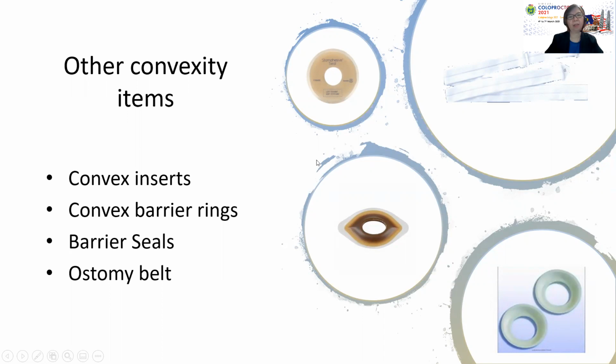Unlike now, it is much easier. You can use the convex barrier ring, which is so easy. You can use one ring, you can use a double ring, or skin barrier seal. Belt is very useful for patients who have a sunken or flush stoma, and combined with the convex skin barrier, it is more effective.